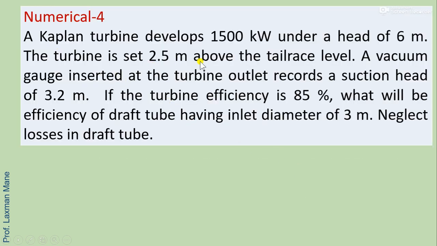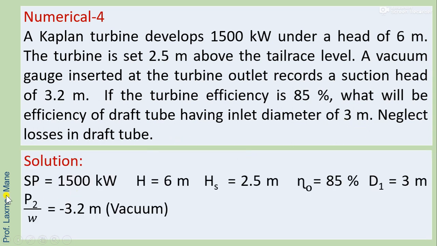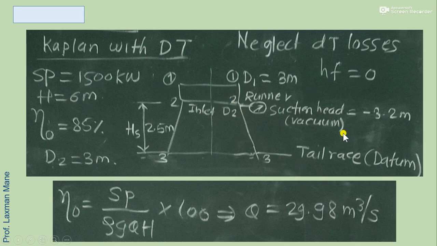In numerical 4, here turbine power is given, head is given, the turbine is set 0.5 meter above, vacuum gauge reading is given, turbine overall efficiency is given, and inlet diameter of draft tube is given as 3 meter, neglecting the losses. So this numerical is also the same, the data of this numerical is the same as the earlier numerical, but here we are using the value directly, not in the form of absolute value. So that's why we don't convert this pressure into absolute values.